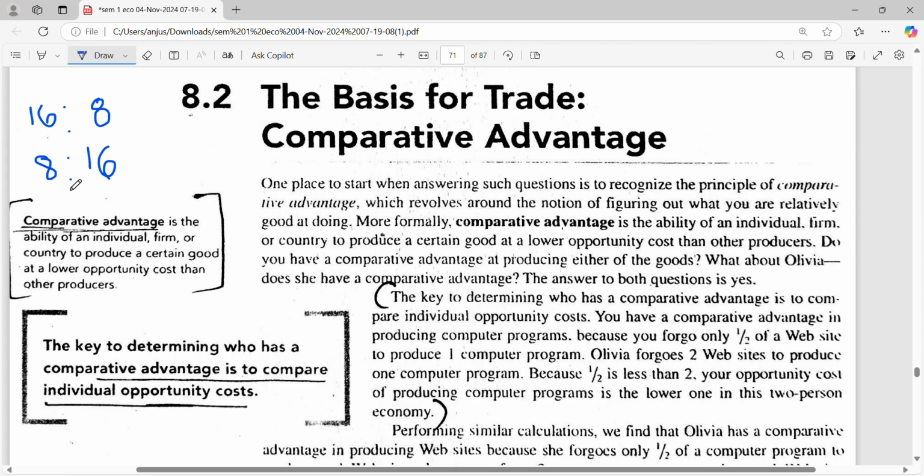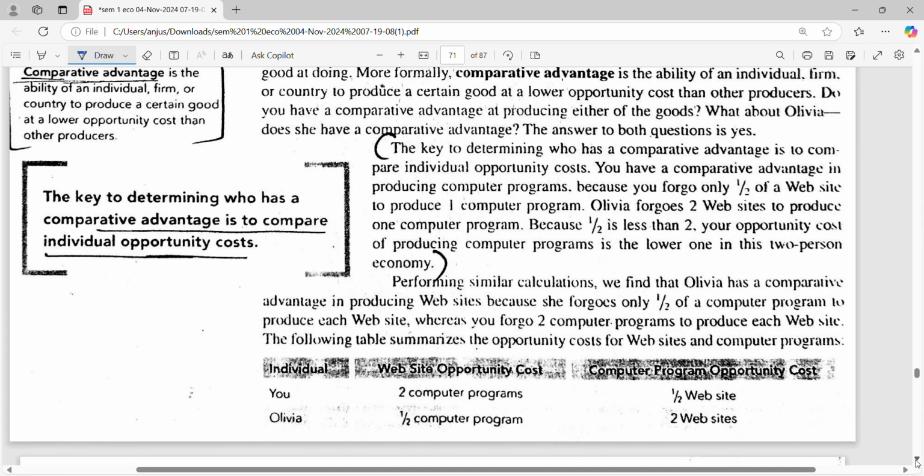So you have a comparative advantage in producing computer programs because you only forgo half of a website to produce 1 computer program, whereas Olivia forgoes 2 websites to produce 1 computer program. So your opportunity cost of producing computer programs is lower in this 2-person economy when only you and Olivia are there.